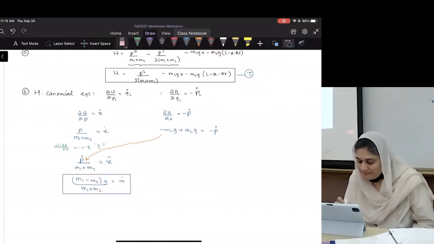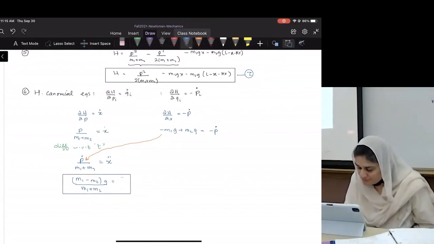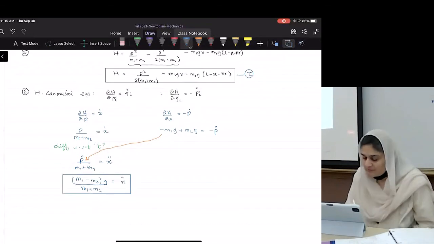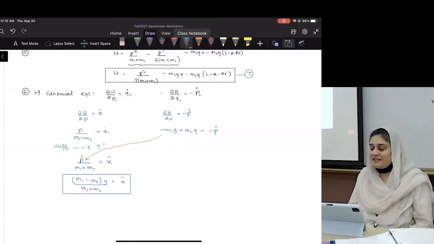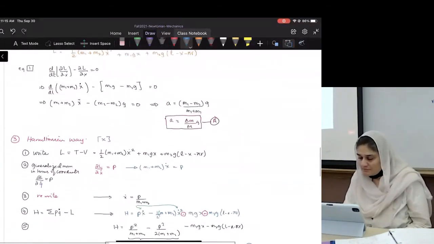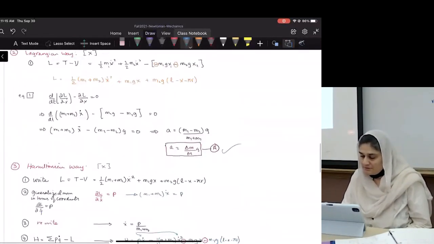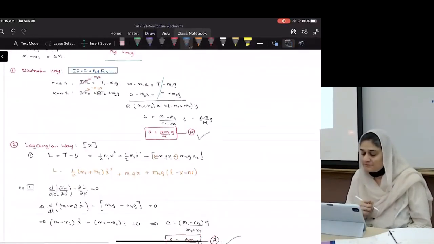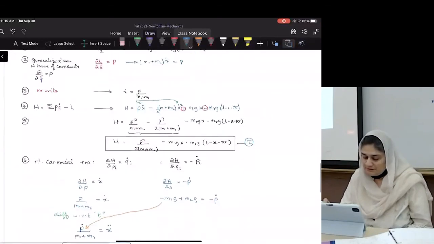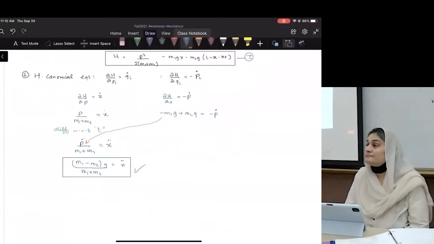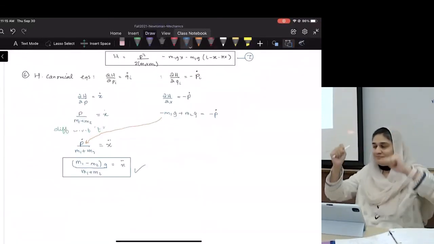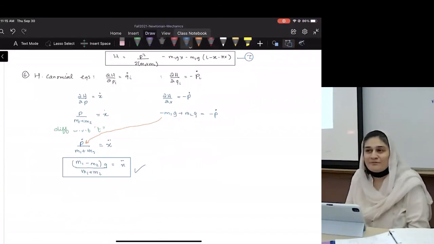Oh, wait, why am I having M there? That should be X double dot, right? Isn't this exactly the same equation? Yeah. Right here, and right here. Every single way, it should give us the same answer. Are we good?